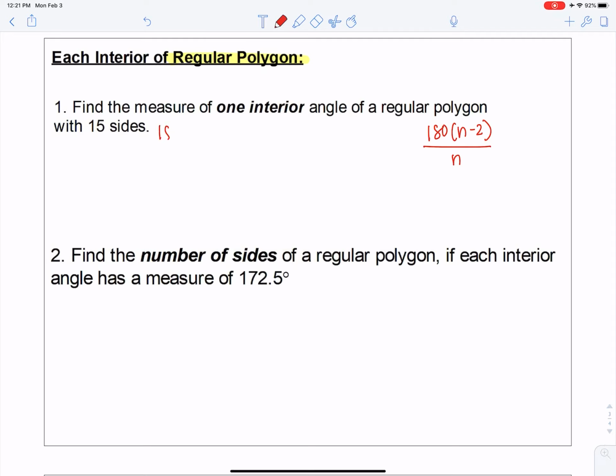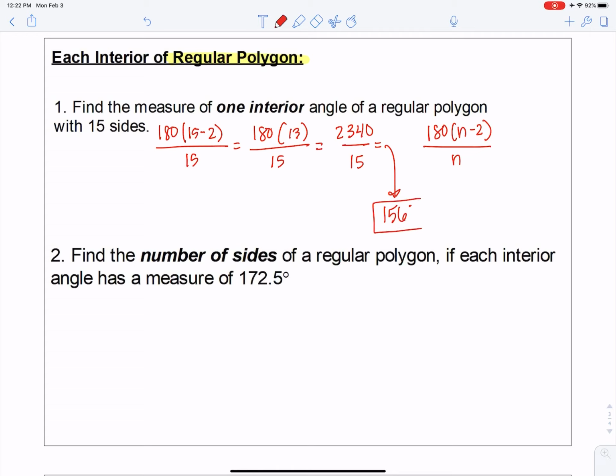I'm going to take 180 times 15 minus 2, divided by 15. So I get 180 times 13 over 15. 180 times 13 is 2,340. And when you divide that by 15, you get 156 degrees. So each interior angle for this 15-sided polygon is 156 degrees.